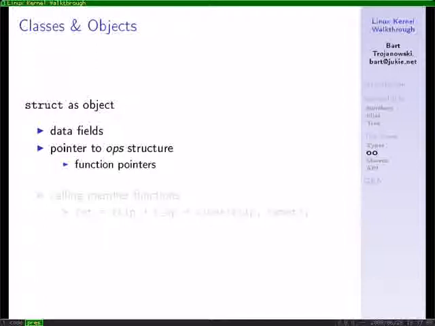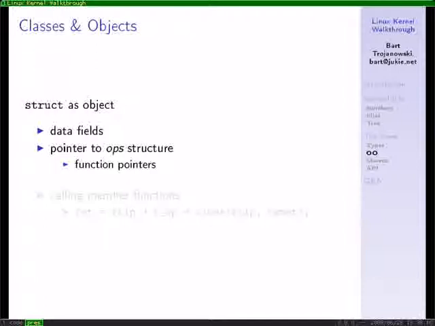So we use structs to define classes, and then we instantiate them to form objects. Structs in this case will have a bunch of data fields, which are the member attributes of a class, of an object, and we always, or very frequently, have an ops structure pointer.